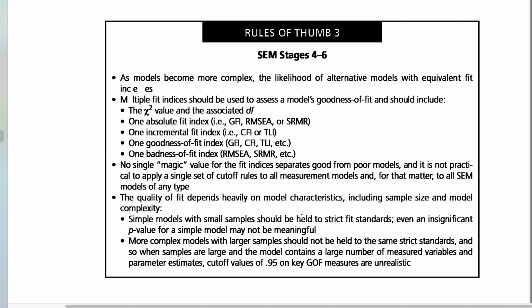Structural equation modeling, rule of thumb 4 or 6. As models become more complex, the likelihood of an alternative model with equivalent fit increases. As multiple indices should be used, the model goodness of fit should indicate the chi-square value and the associated indices, which are the values for models with equivalent fit. No single magic value of the fit index separates good from poor models, and it is a poor practice to apply a single rule to measurement models and structural equation modeling of any type.